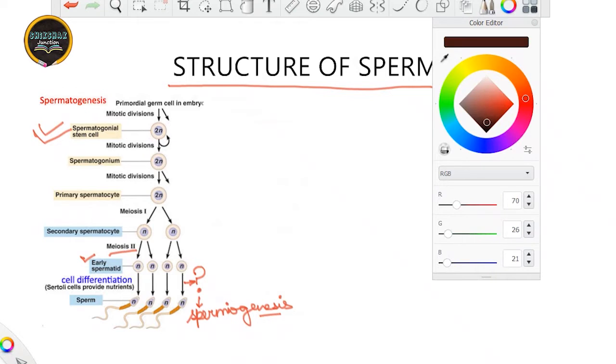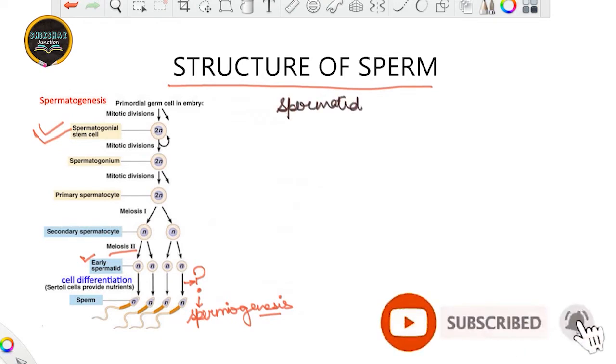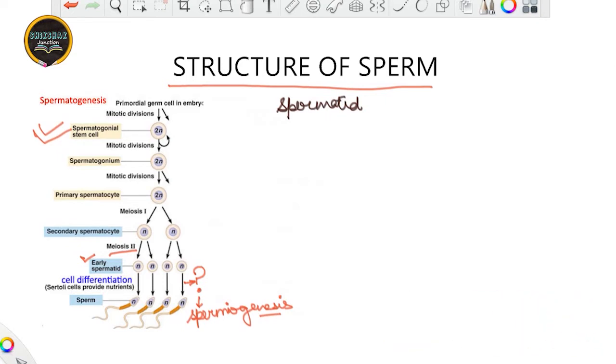Let me again change the color and then we will look at what it is. So now, we have talked about the spermatid that we discussed in our last lecture. If you have not visited that lecture, you have to first visit that, otherwise you will not be able to understand this particular part. The last lecture was easy and important also, right?